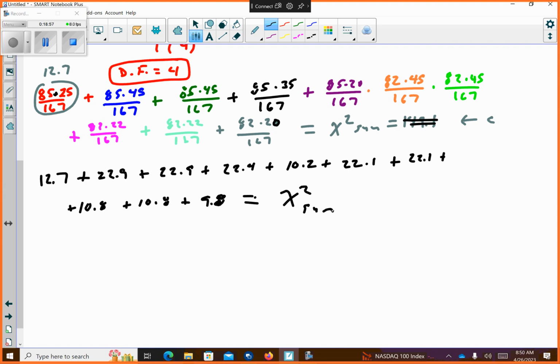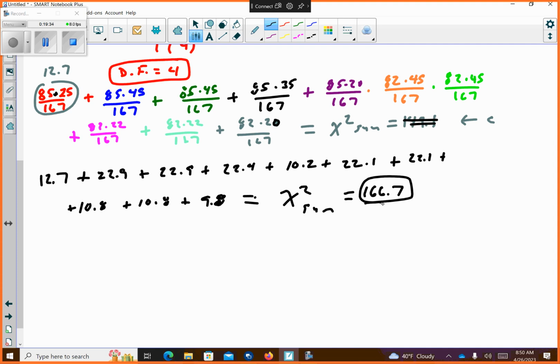So 12.7 plus 22.9 plus 22.9 plus 22.4 plus 10.2 plus 22.1 plus 22.1 plus 10.8 plus 10.8 plus 9.8. There we go. 166.7 is what the chi-squared summation is. Okay? Whew. All right.